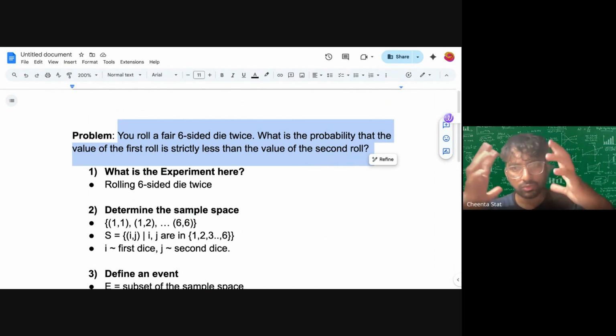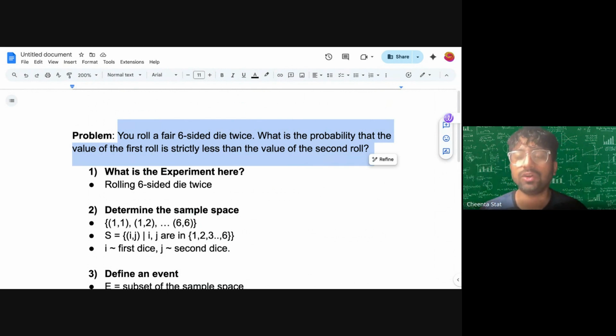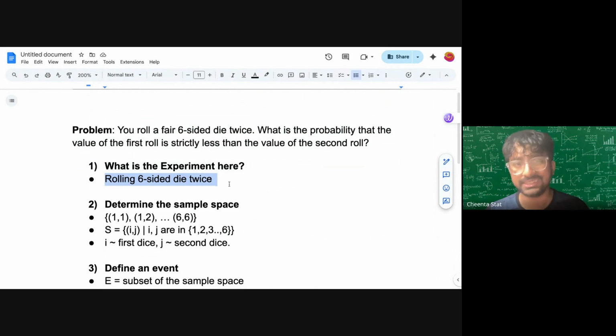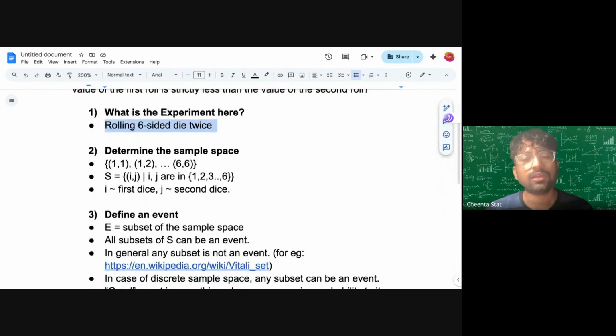forever. Okay. So what are the questions that you should always ask, whether it's an easy problem or a hard problem? The first question we asked is: what is the experiment we are doing here? Rolling the six-sided die twice, right? The next question is: how do we quantify the experiment? It's nothing but the outcomes of the experiment. That is the sample space.